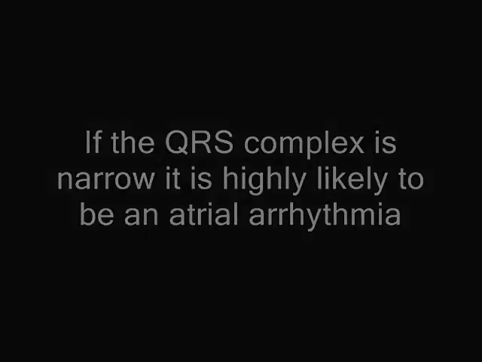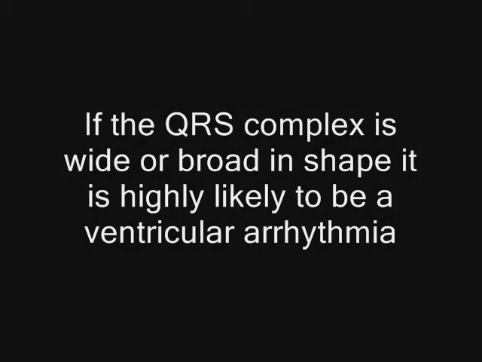Conversely, if the QRS complex is wide, it's highly likely that you have a ventricular problem or a ventricular arrhythmia. There are, of course, exceptions to this. You might have sinus rhythm with a widened QRS if, for example, there was left or right bundle branch block. But as a general rule, it's highly useful. A narrow complex QRS is generally an atrial arrhythmia. A broad QRS is generally a ventricular arrhythmia.